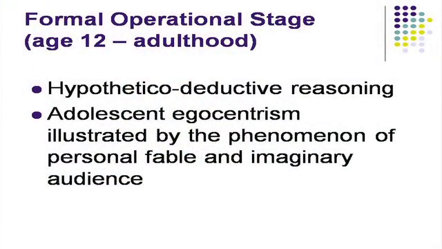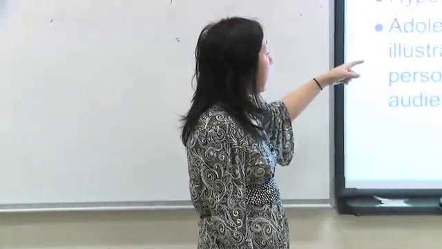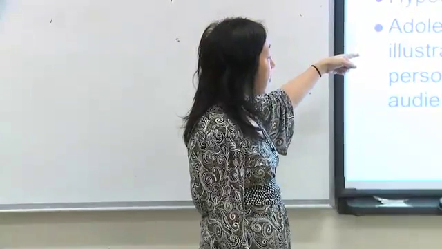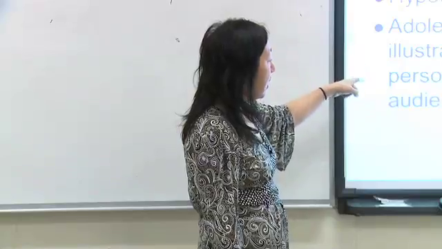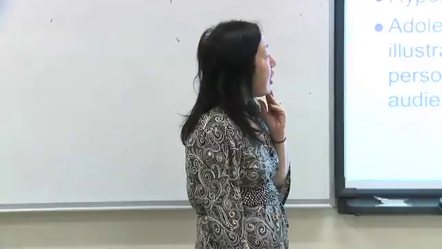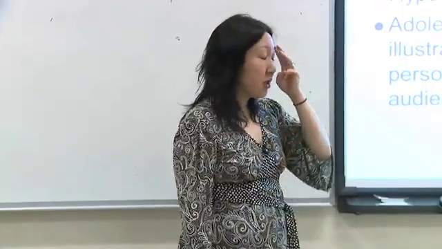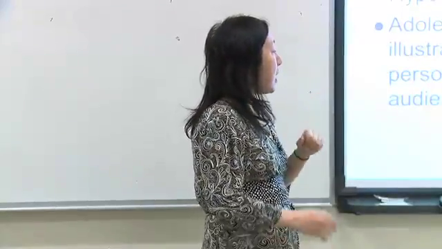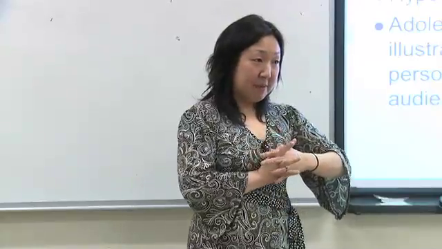We should be able to do hypothetical deductive reasoning. So abstract thinking and deductive reasoning, meaning from general to specific. Remember from chapter 7? And adolescent egocentrism is illustrated by the phenomenon of personal fable and imaginary audience. Also another term is called pseudo-stupidity. So there are 3 terms. So what is personal fable? Anybody?